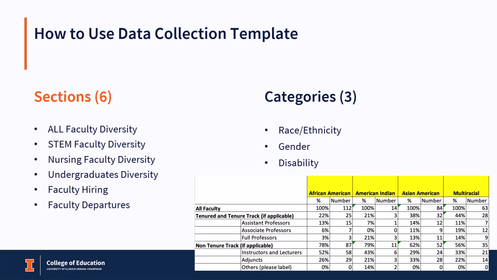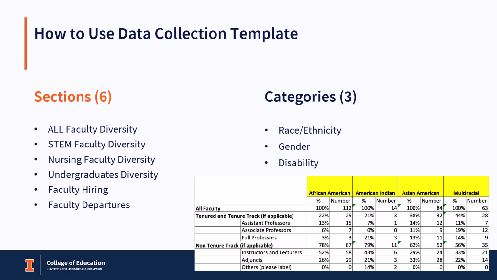Part 2 of the tool is the data collection template, which provides an overview of the numerical representation of faculty and students by demographic characteristics. There are 6 sections. The first 3 focus on faculty diversity data. In addition to a template for the aggregated data for all faculty, there are 2 additional templates for STEM and nursing faculty, both of which are the focus populations of this project.